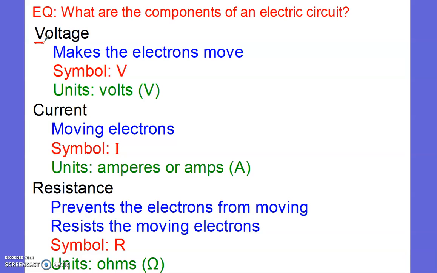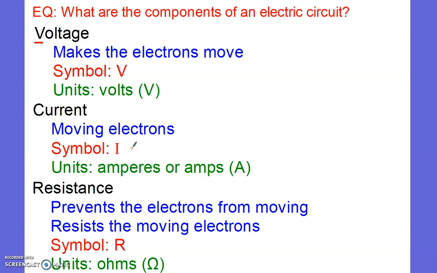The second component is the current. And think about it in terms of a current in a river. Current in a river is how fast the water is traveling. Well, current in electricity is how fast the electrons are moving, how fast the electrons are traveling. The symbol is the letter I. This is the one that really doesn't make sense. It is not C for current, but I.